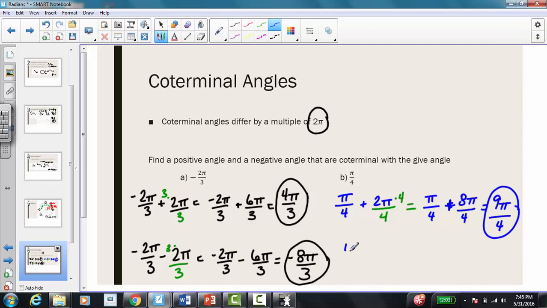And then to find my negative, I'm going to subtract 2 pi, which as we said a minute ago was just 8 pi over 4. That's the same thing as 2 pi after multiplying both your numerator and denominator by 4. And that's going to leave me with negative 7 pi over 4. And that's my negative angle that's coterminal to pi over 4.